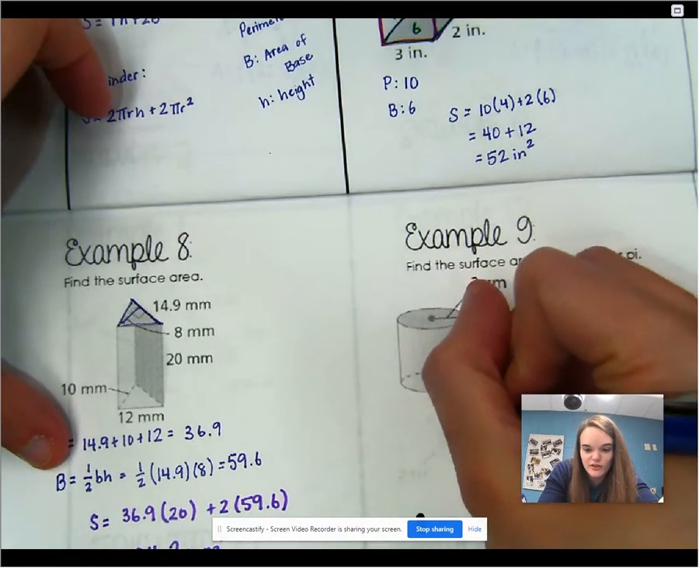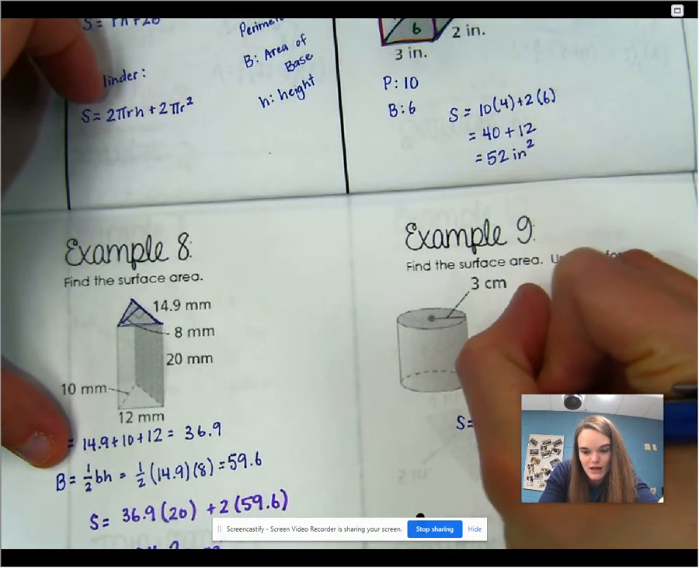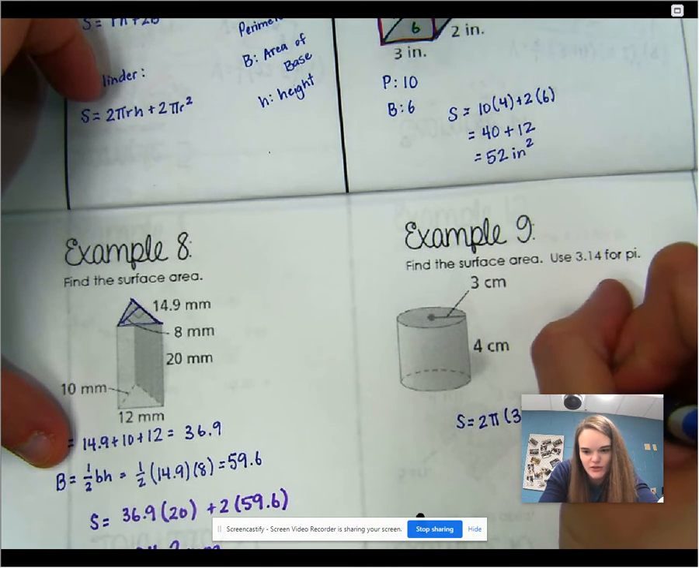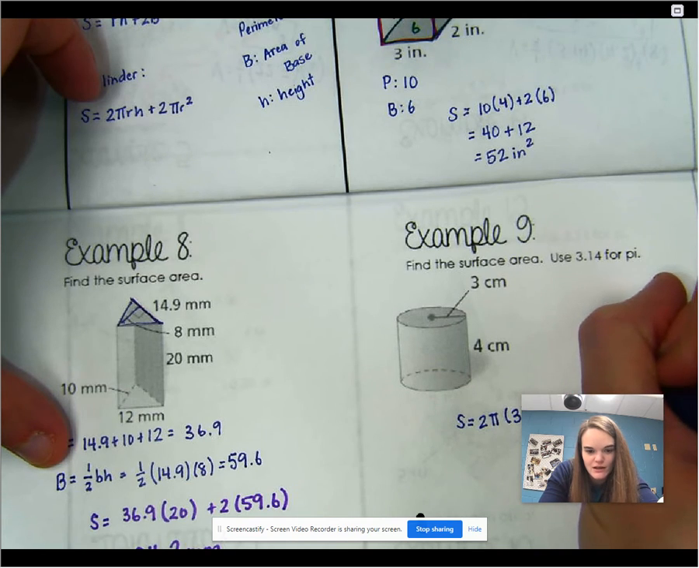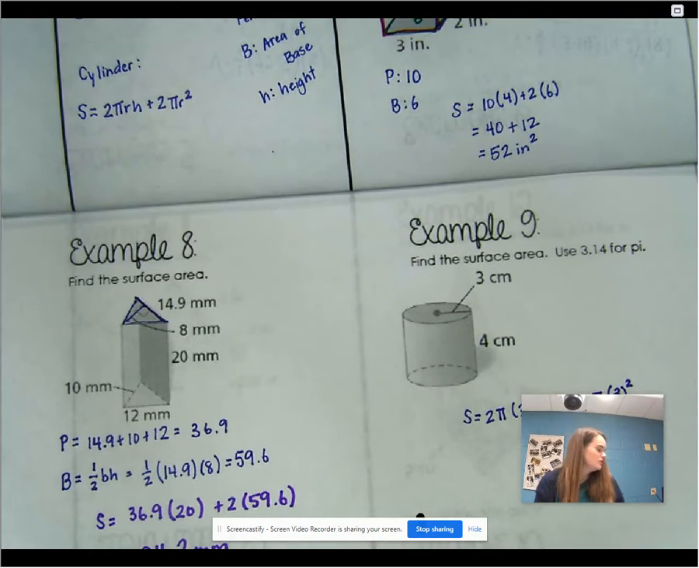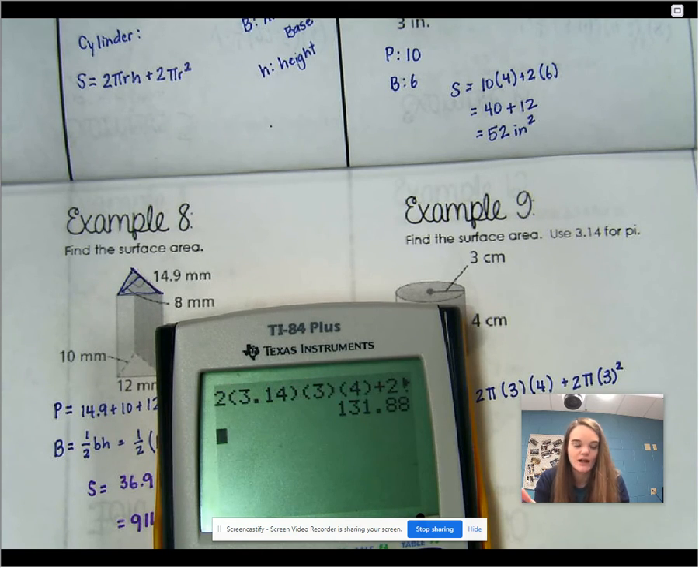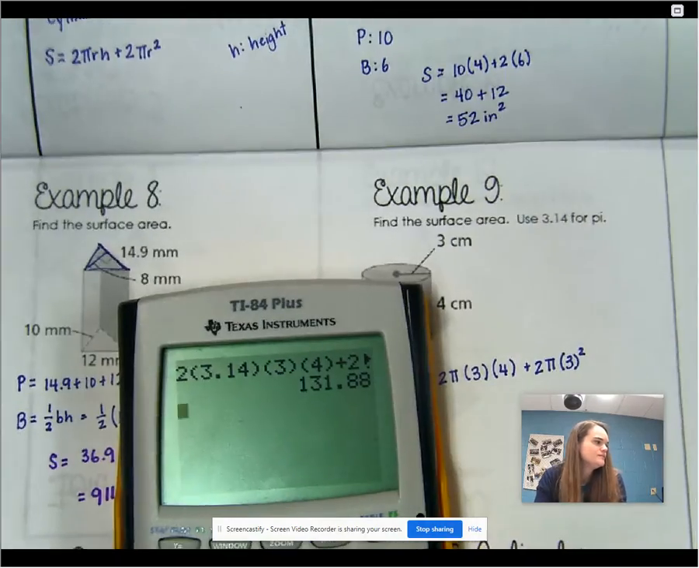So the surface area of this cylinder is 2 pi, the radius is 3, the height is 4, plus 2 pi, the radius is 3, squared. Now, it says to use 3.14 as pi, so that's what I'm going to do. If it doesn't say that, use the pi button. So, plus 2 times 3.14 times 3 squared. And I got 131.88 centimeters squared.